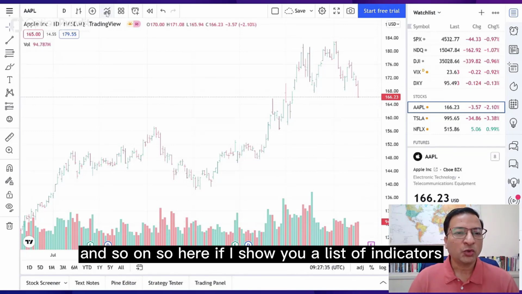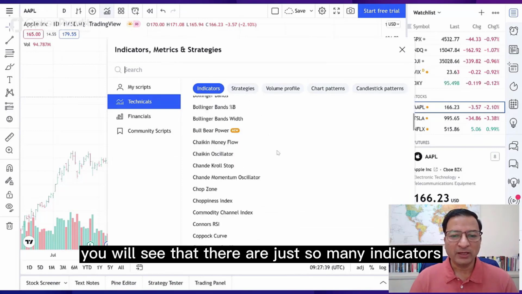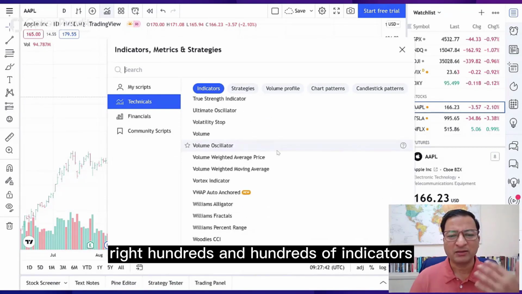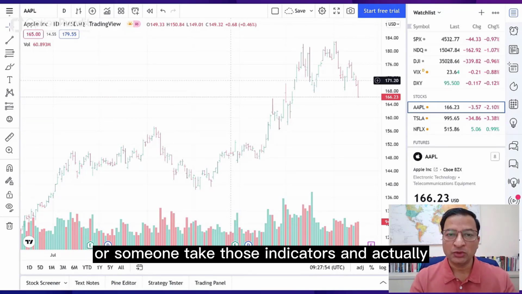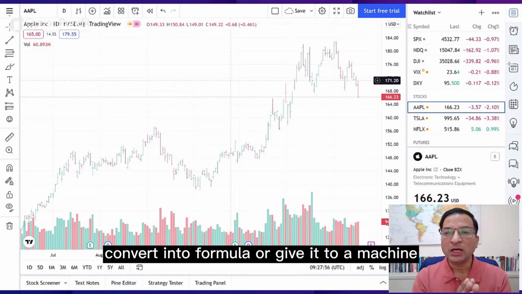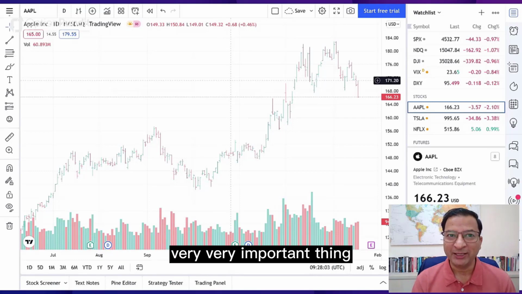So here, if I show you a list of indicators, you will see that there are just so many indicators, right? There are hundreds and hundreds of indicators. What happens is you take these indicators, or someone takes those indicators and converts them into a formula or gives it to a machine. And then that machine produces two very, very important things.